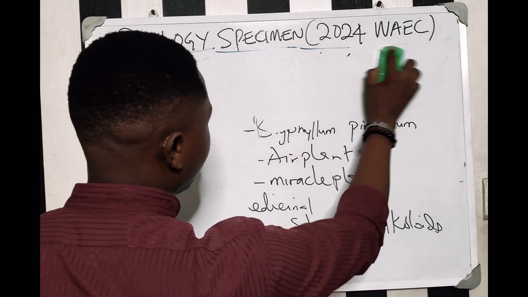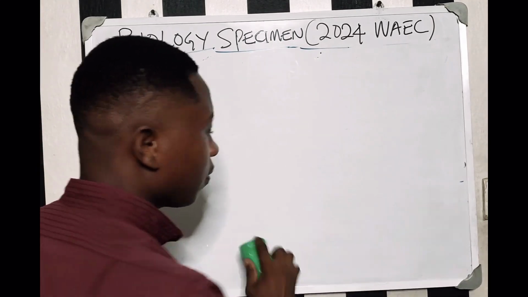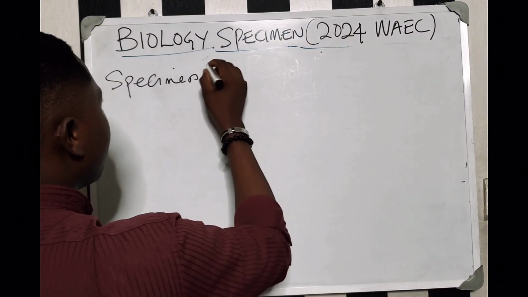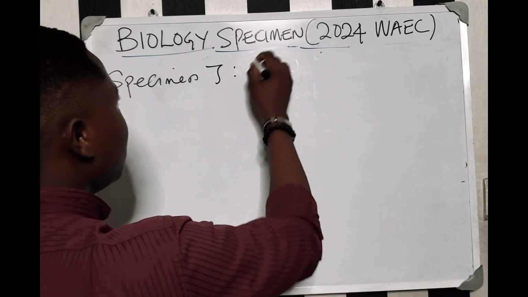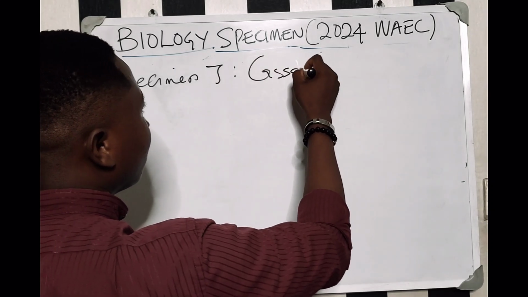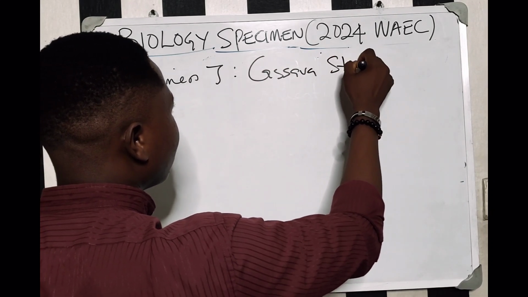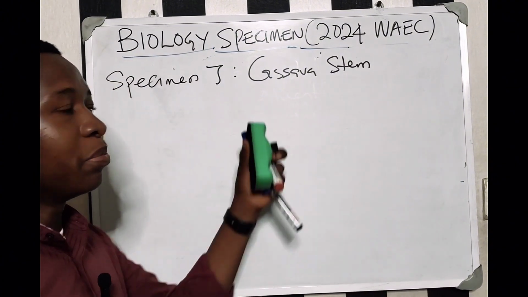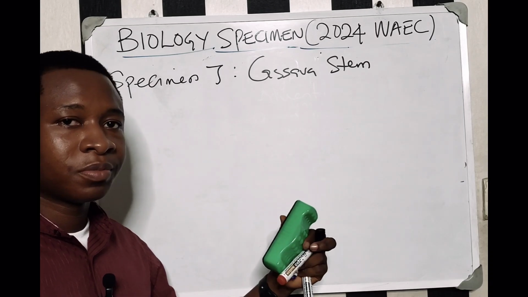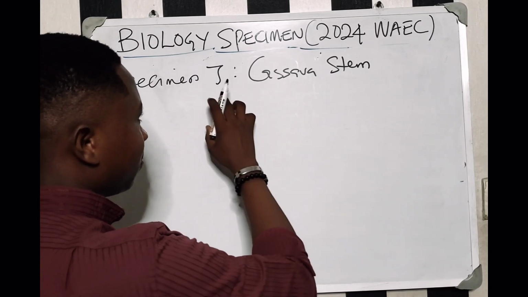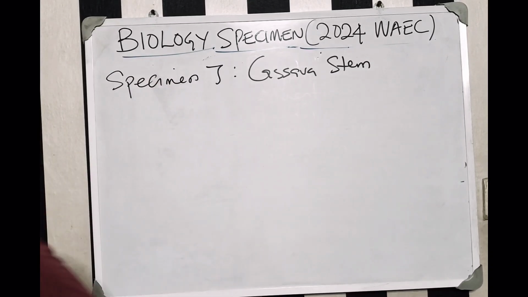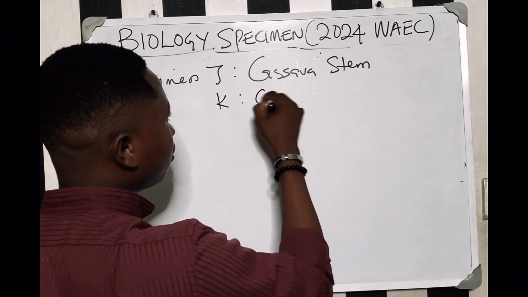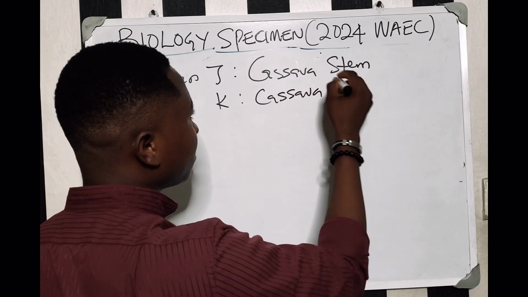That should be specimen J. Now specimen J is cassava stem. Since we are dealing with a plant, we need to know firstly the botanical name of cassava. Now they give us cassava stem as specimen J. They also give us specimen K as cassava tuber. I'll be discussing them simultaneously.